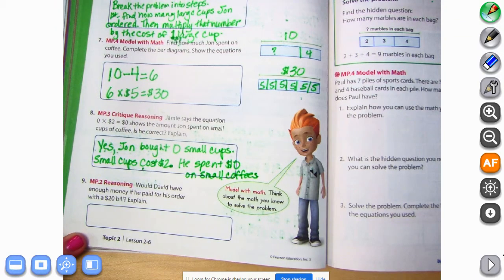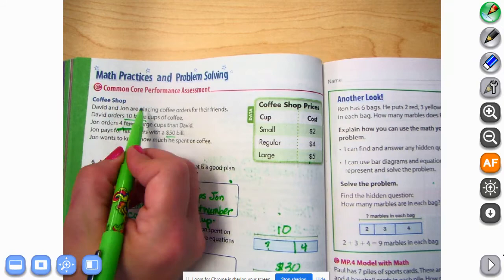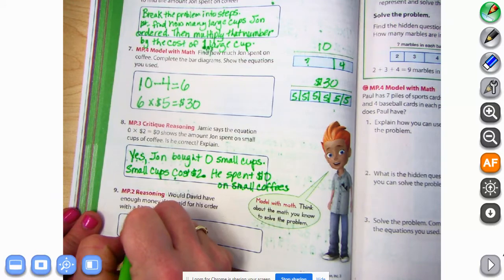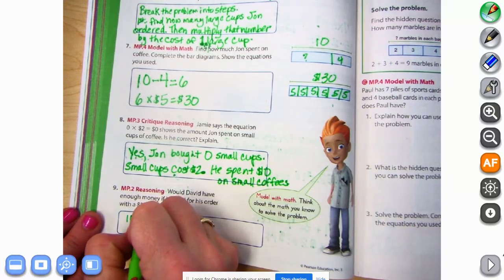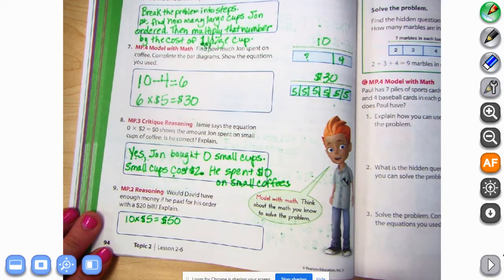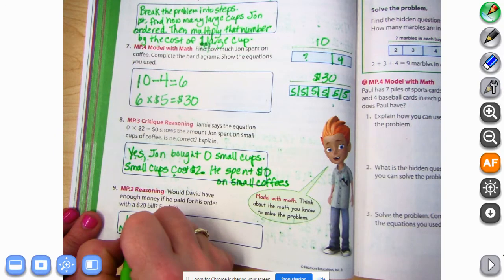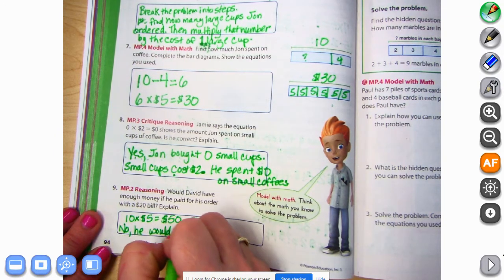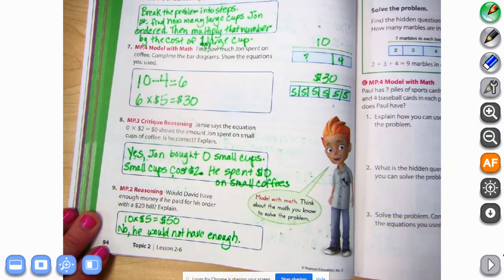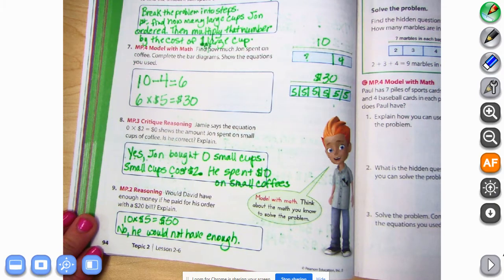Number 9, would David have enough money if he paid for his order with a $20 bill? Okay, now we're going to switch gears. We're going to go back up here. David bought how many? He bought 10 large cups. So 10 cups, and how much does a large cost? $5. So that would equal $50. So no, he would not have enough. Because $50 is way more money than he has. He only has 20.